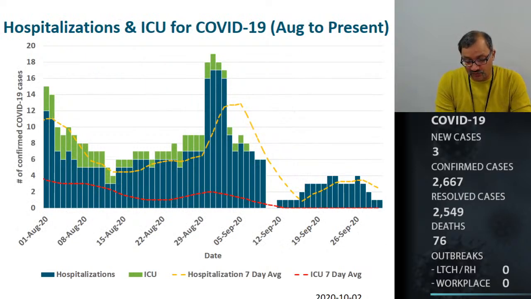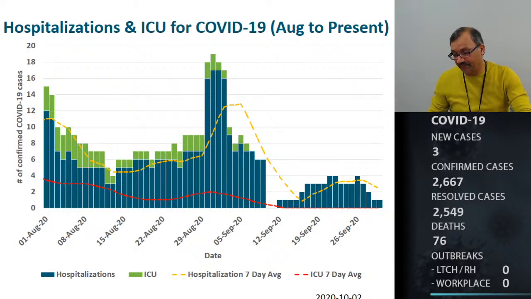So this figure zooms in on what our COVID-related hospitalization and ICU usage looks like. Starting from the month of August all the way up to September and onwards, giving you a better picture of what is happening with respect to the number of cases that are currently hospitalized.